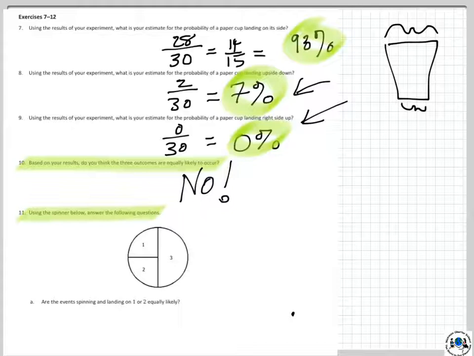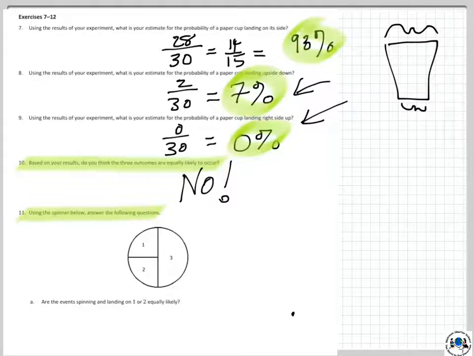So based on your results, do you think the three outcomes are equally likely to occur? And that is a big resounding no from me, according to my results. Your results, again, all of us, we probably have 14 of us in the class, probably 14 different outcomes of this experiment.